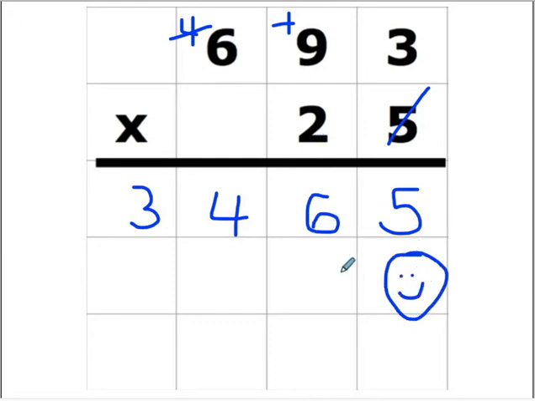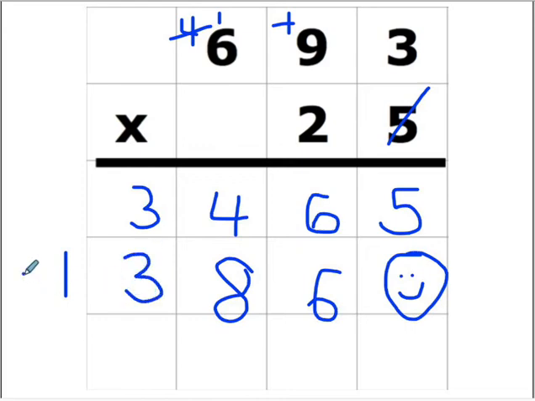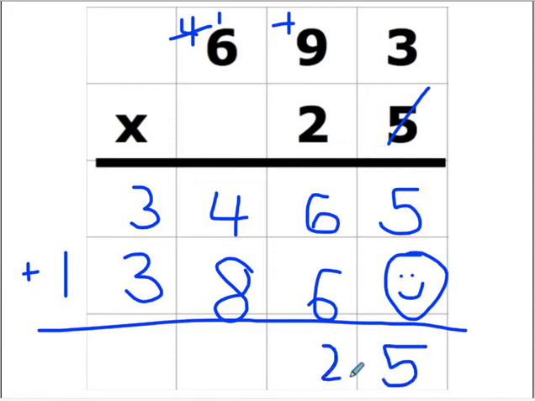2 times 3 is 6. 2 times 9 is 18. We can put our 8 down, but we have to carry our 1. 2 times 6 is 12, plus 1 is 13. There's nothing left to multiply, so we can write down both our digits, and we're going to add them all up. So we have 5, 12, 13, 7, 1, which means we have 17,325.